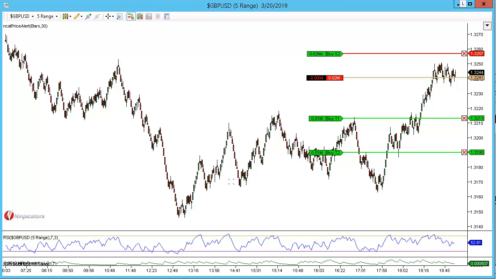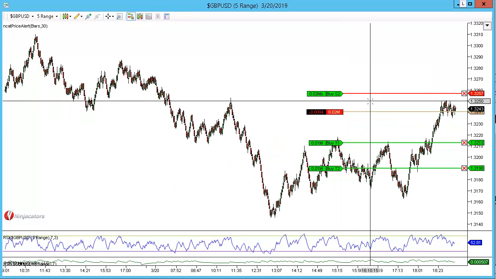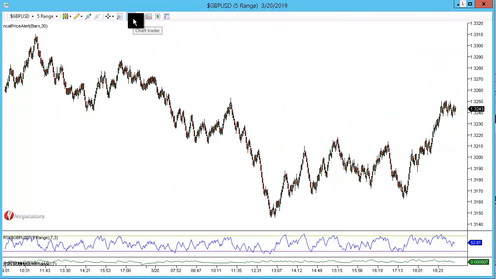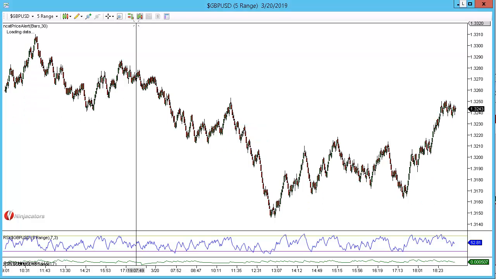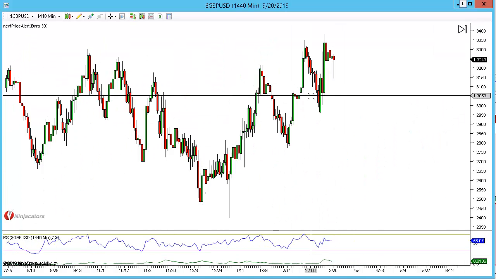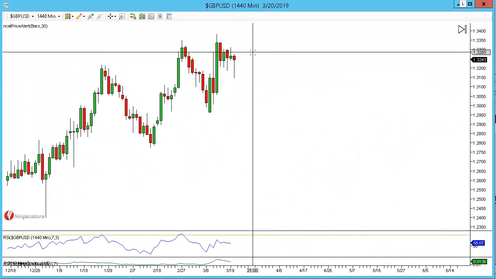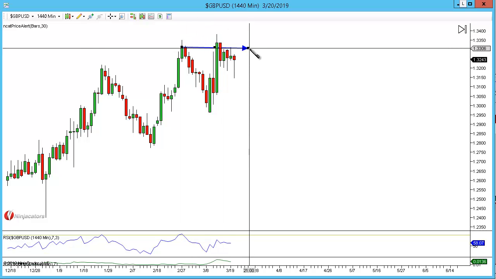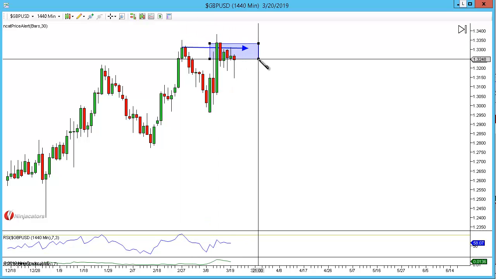This is the pound dollar on the 5 range. We have a higher time frame Gartly pattern here, but I've used the 5 range as the entry. Let's just go and take a look at this on the higher time frame. Not a great deal here other than the fact that we're at the structure level and we're just consolidating sideways.